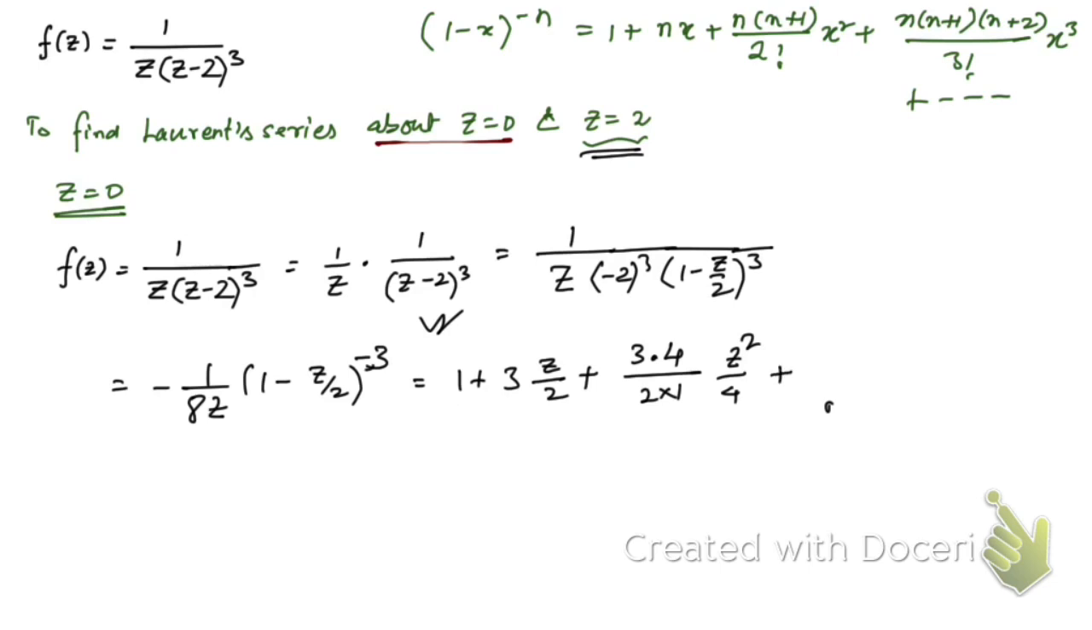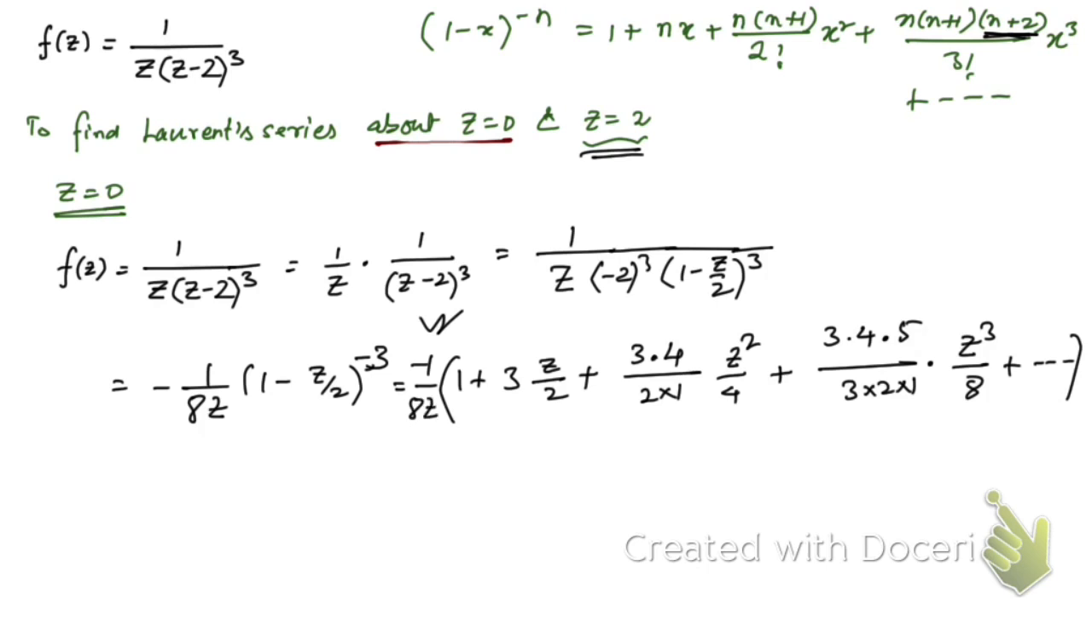Plus then again 3 into 3 plus 1 means 4 into 3 plus 2, that means n plus 2 here, 3 plus 2 means 5, divided by factorial 3, that means 3 into 2 into 1, into x cube. X cube means z to the power 3 by 8, 2 cube is 8, plus dot dot dot, and so on. Okay, so that's how we get. So here we should write minus 1 by 8z, I forgot to write that one.